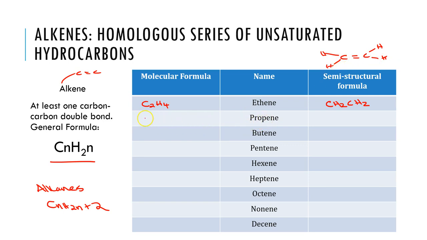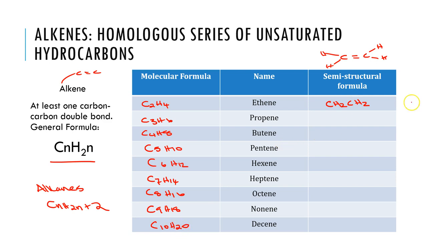So as we go through, we'll end up with propene, butene, pentene, which is going to be C5H10. Hex is our 6, so C6H12. Hept is 7, so C7H14, and so forth, all the way down to decene. So nonene is our C9H18 and decene is C10H20.